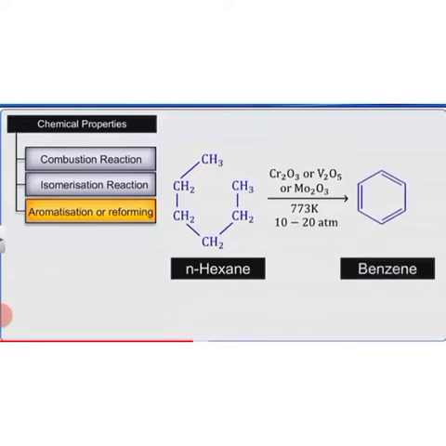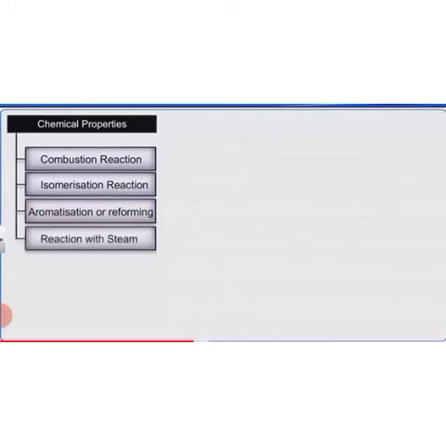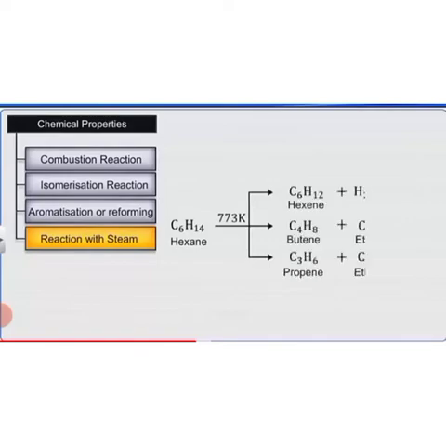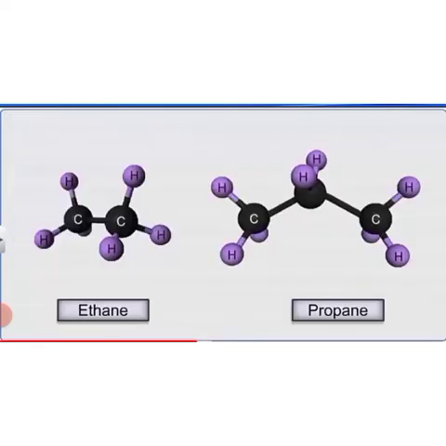Alkanes also react with steam. This reaction is used in the industrial preparation of dihydrogen gas. For this, methane is heated at 1000 degrees Celsius in the presence of nickel, along with steam, to form carbon monoxide and dihydrogen gas. Higher alkanes at higher temperatures decompose to form lower alkanes and alkenes, amongst others. This reaction is also known as pyrolysis.